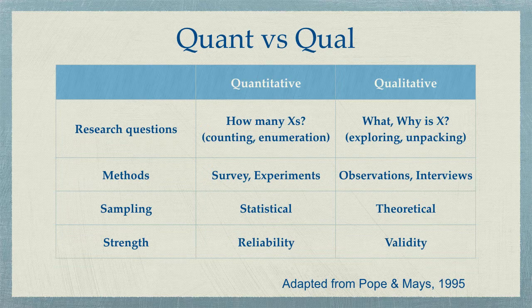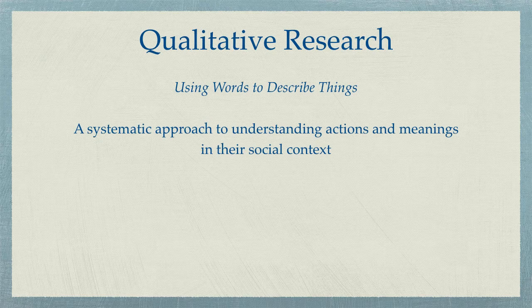We might get some sense of why from the numbers, but speaking in depth and at length with people using methods like interviews will provide much more nuance, context, and diversity to answering the why question. As its name implies, qualitative research seeks to qualify. So qualitative research, at its most basic, can be defined as using words to describe things. It is a systematic approach to understanding actions and meanings in their social context. And this notion of context is very important and central to qualitative methodologies.